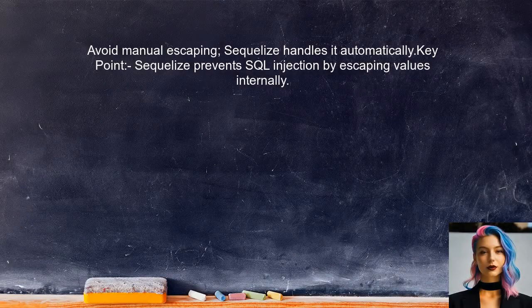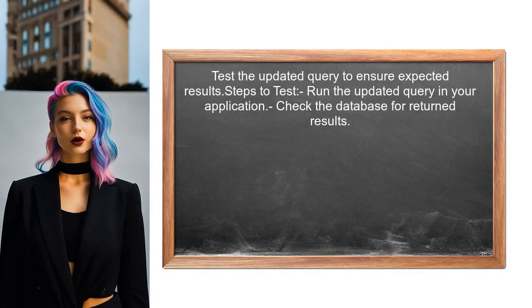Additionally, the user should ensure that they are not manually escaping identifiers or values. Sequelize automatically handles escaping to prevent SQL injection attacks, so manual escaping is unnecessary. Finally, the user can test their updated query to ensure it returns the expected results. They should check the database to confirm that the query executes correctly without any errors.